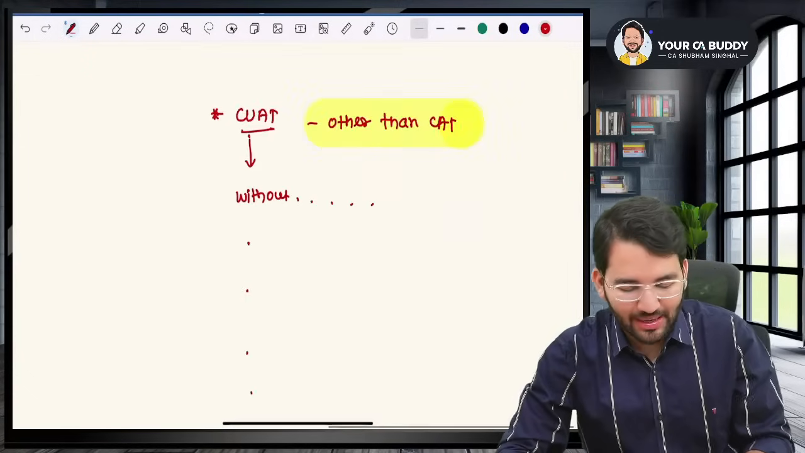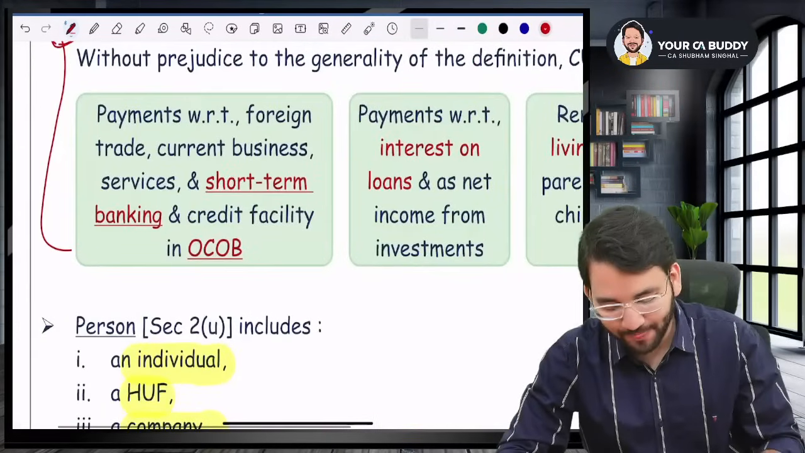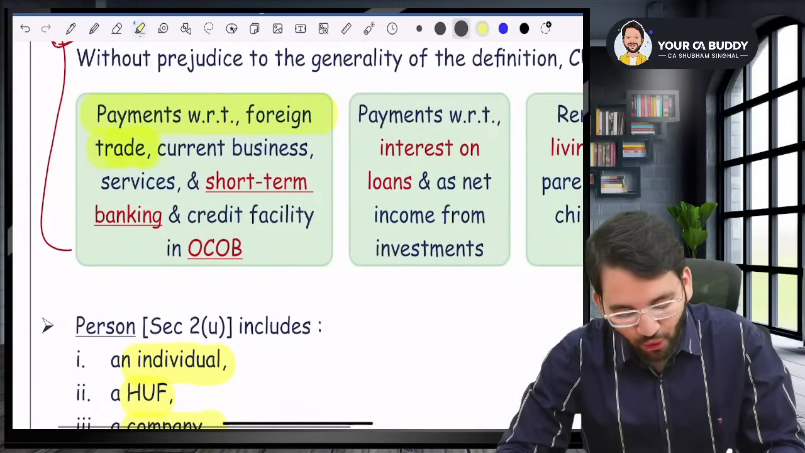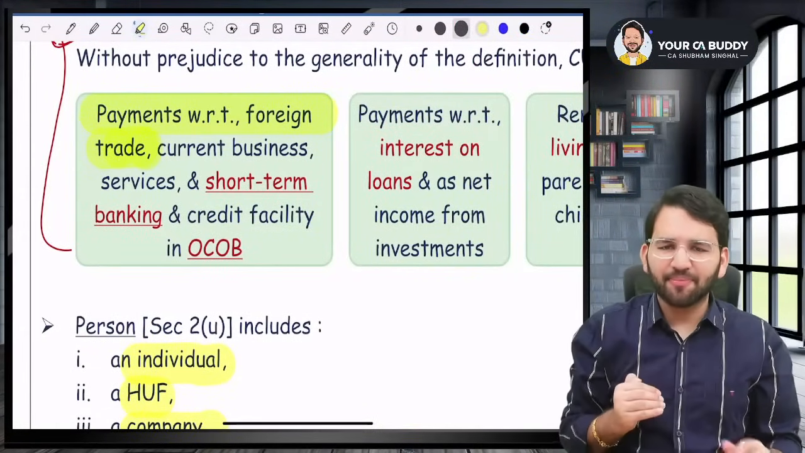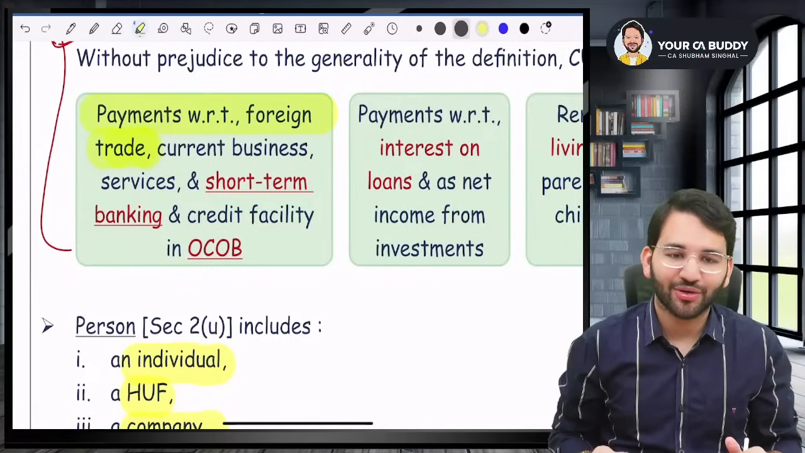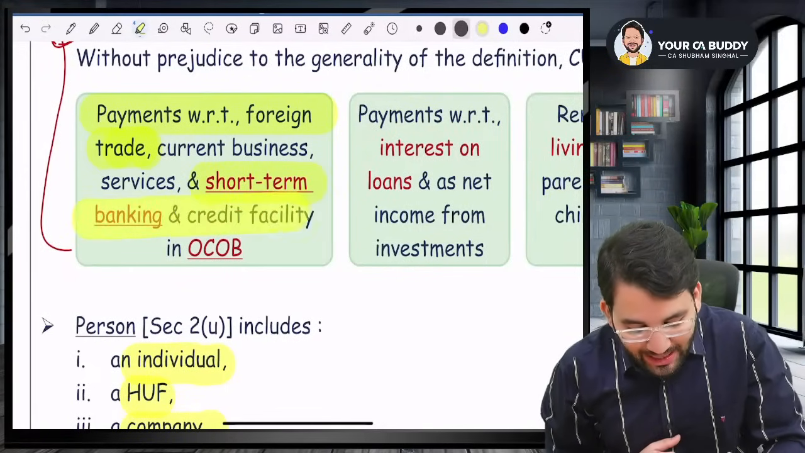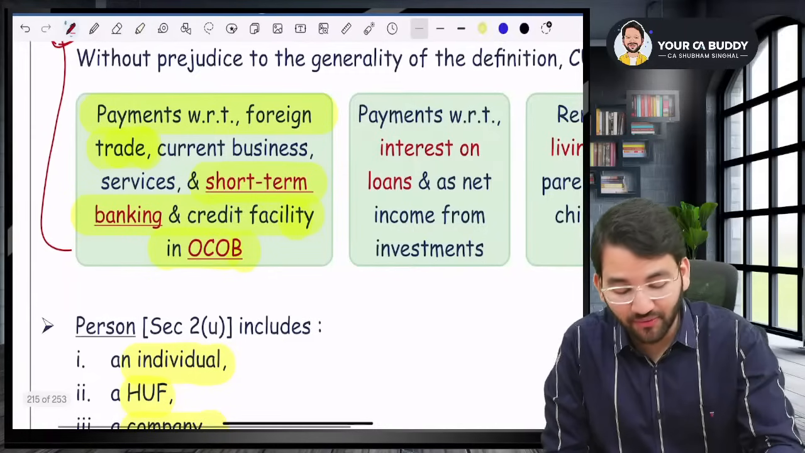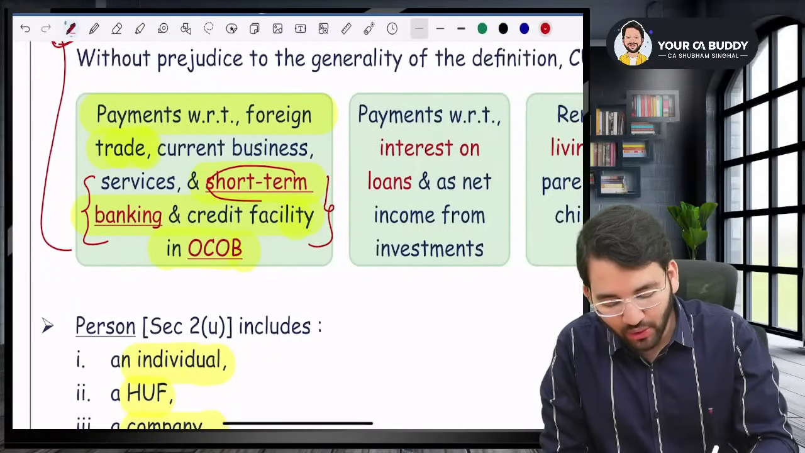What are the four things, sir? Look at the notes. They said, payment with respect to foreign trade. If I purchase something and make the payment, it is a current account transaction. Short-term banking and credit facility in the ordinary course of business, very important. Sir, what do you mean by short-term?